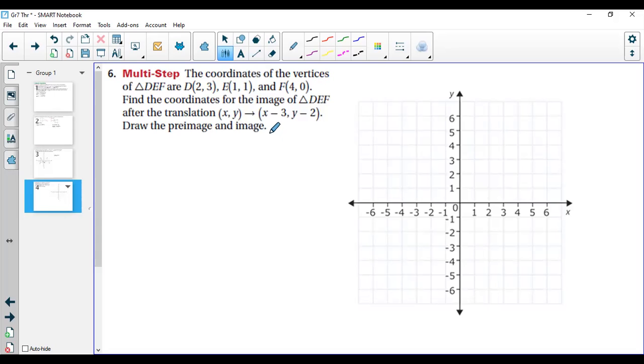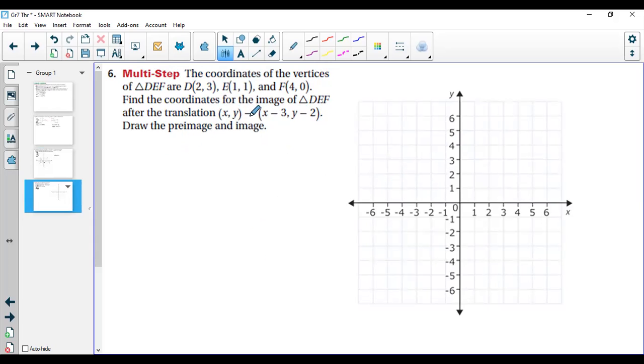Now you could pause the video here, try it by yourself and then check your answers. It's always better to do it that way. But if you're not willing to do that, you can just continue with me. The coordinates of the vertices of triangle DEF are given. They have given the coordinates. Find the coordinates for the image of triangle DEF after the translation.